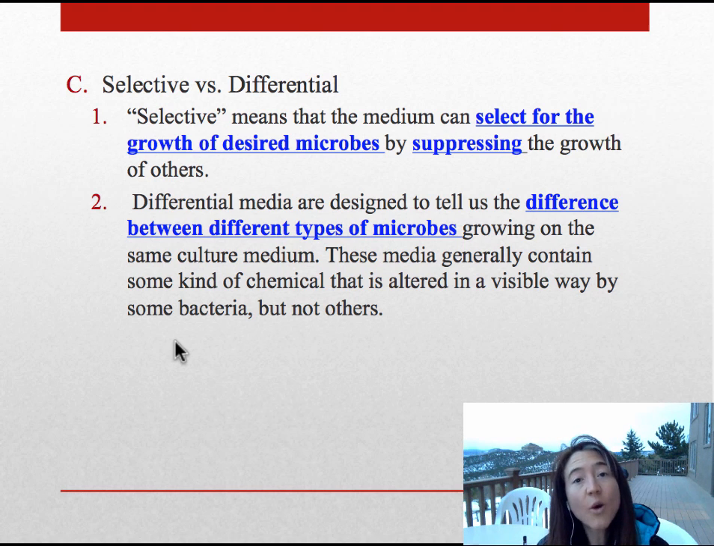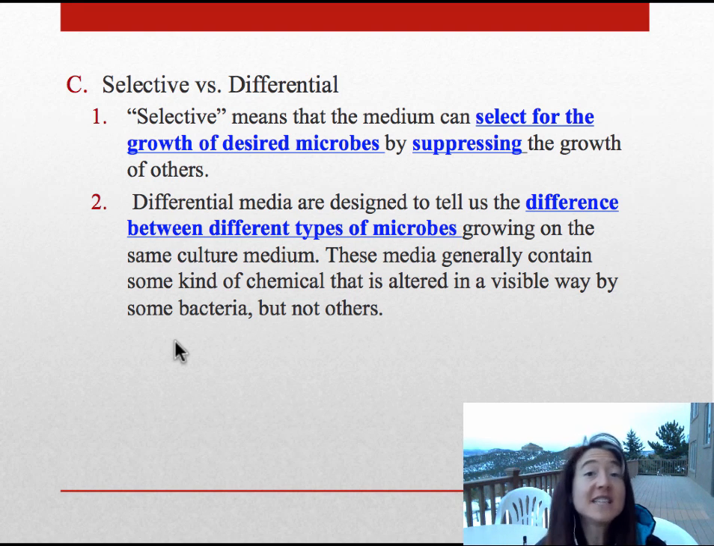So those organisms in the genus Streptococcus won't grow in the presence of that salt, whereas things in the genus Staphylococcus will grow just fine. So that's an interesting example of selective, right? Salt selects for staph and suppresses the growth of streps. So that's what we mean by selective. It selects for the growth of a desired organism by suppressing the growth of another organism.